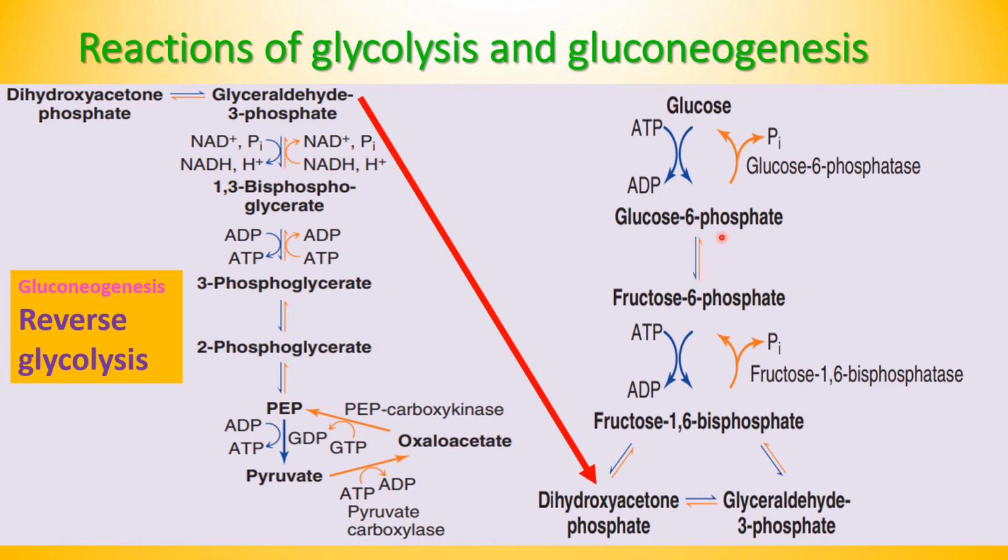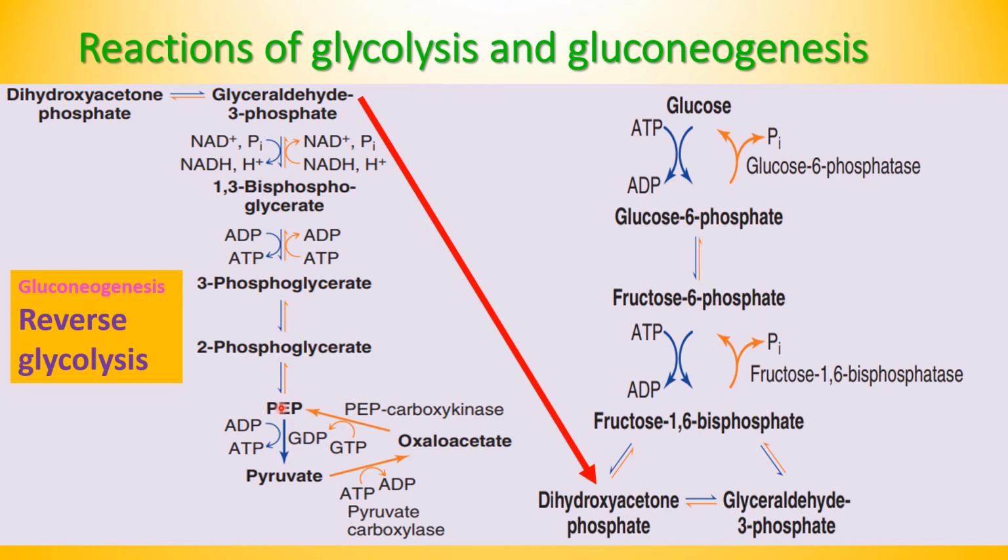Then again the third irreversible reaction is conversion of glucose 6-phosphate into glucose, and it is accomplished by glucose 6-phosphatase with the production of an inorganic phosphate. So there are three irreversible reactions. The first is glucose 6-phosphate conversion into glucose, the second is fructose 1,6-bisphosphate conversion into fructose 6-phosphate, and the third one is production of phosphoenol pyruvate from the pyruvate. So pyruvate is first converted into oxaloacetate, then into phosphoenol pyruvate.